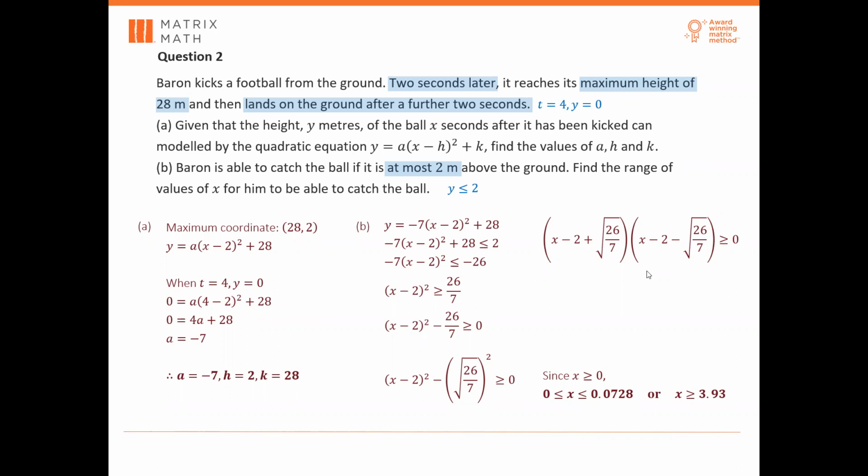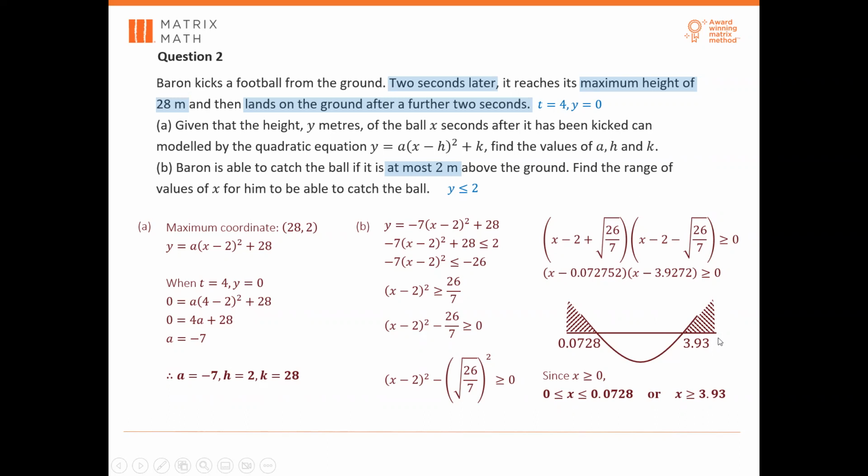So from here, we can now extract the range of values. Before you extract your range of values, you quickly draw out your coordinates, which are 0.0728 and 3.93. Once you key in these values, since you want this whole thing to be more than 0, it has to be this portion over here or this portion over here. So therefore, x is less than 0.0728 or x is more than or equal to 3.93.